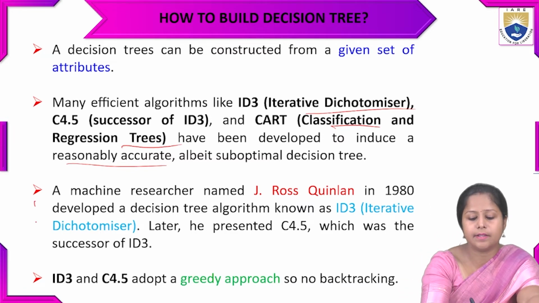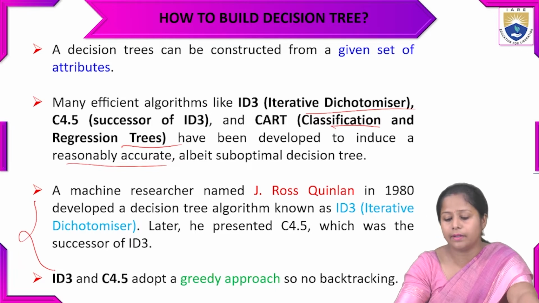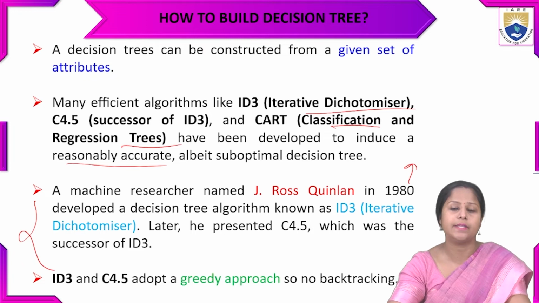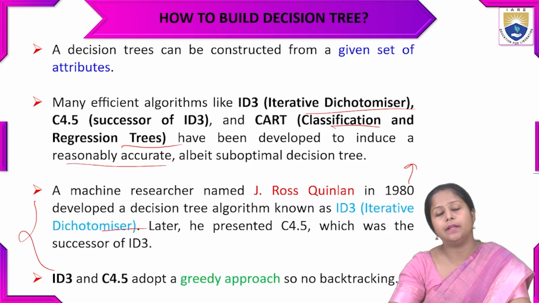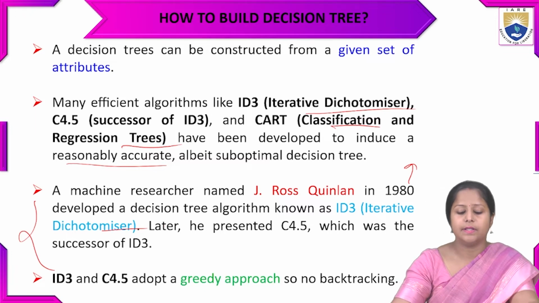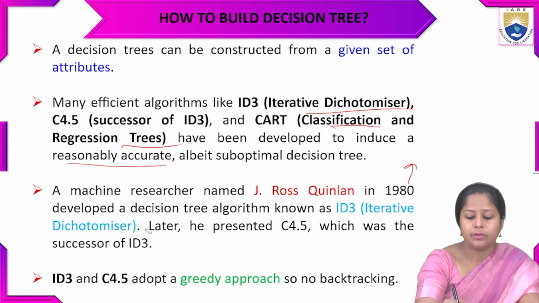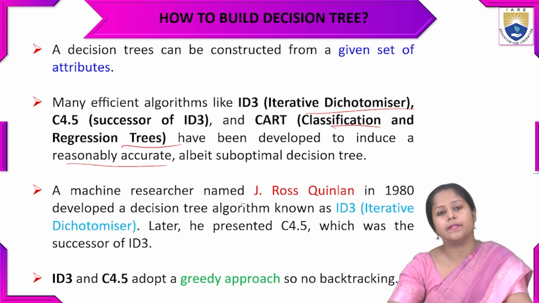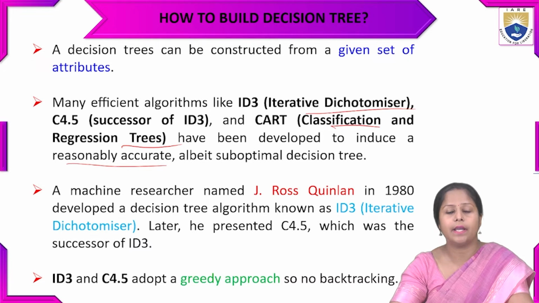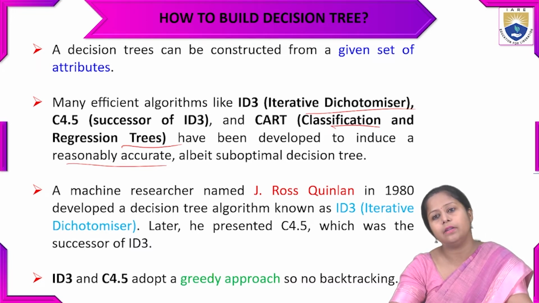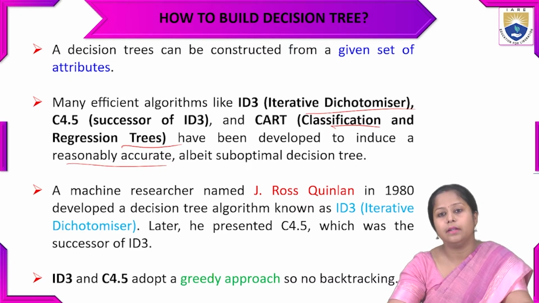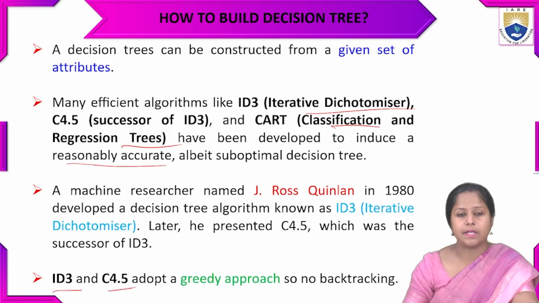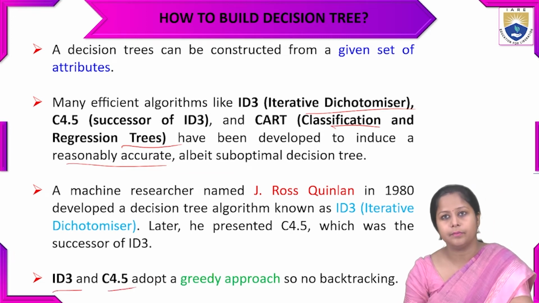A machine learning researcher named J. Ross Quinlan, in 1980, developed a decision tree algorithm known as ID3, the iterative dichotomiser. Later he presented C4.5, which was the successor of ID3. ID3 and C4.5 adopt a greedy approach with no backtracking. If we don't have to backtrack, we use ID3 and C4.5 for the decision tree.